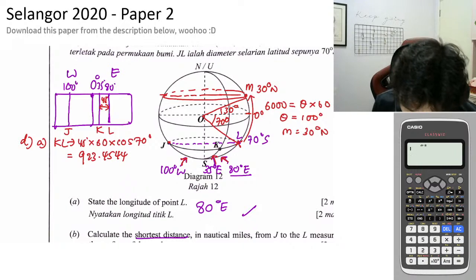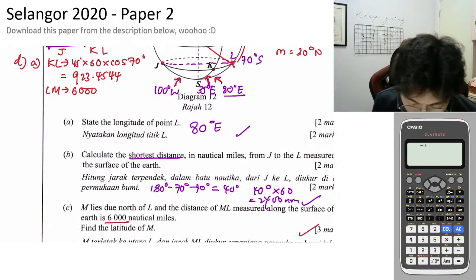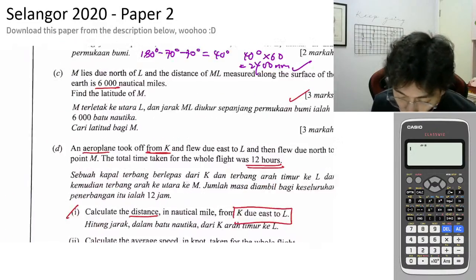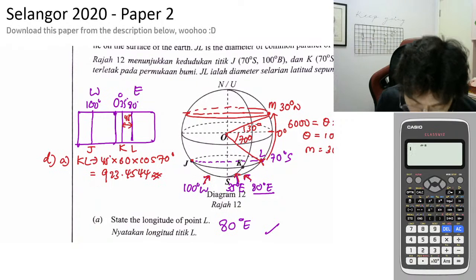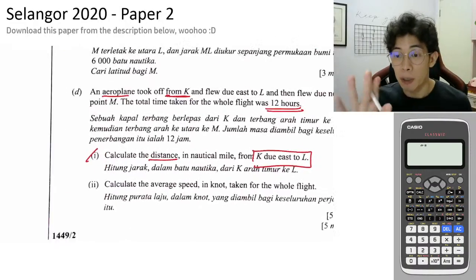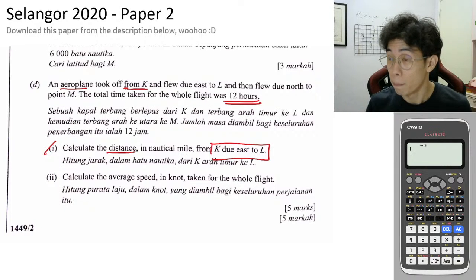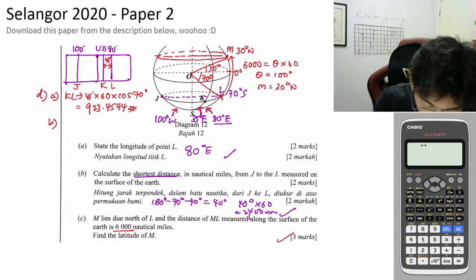Okay, so everyone, this one KL is done already, and of course your LM, you have it as 6,000 just now. And now, they say the distance from K due east to L. This one we know already. This one is the answer, by the way. The 6,000 I take away. That one is for part B, because part B, they say calculate average speed. Average speed, total distance over total time. So number 1 done already. D number 1, sorry, it's not A, D number 1. And D number 2.